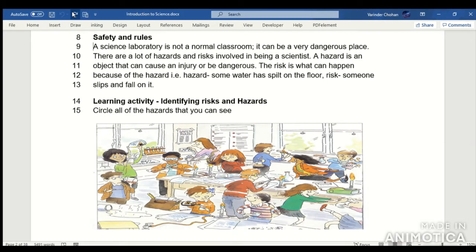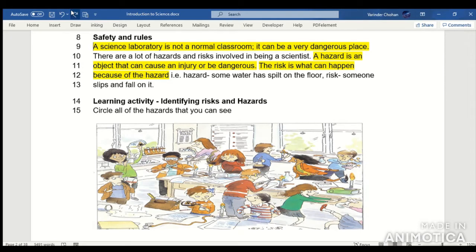A science laboratory is not a normal classroom. It can be a very dangerous place. There are a lot of hazards and risks involved in being a scientist. A hazard is an object that can cause an injury or be dangerous. The risk is what can happen because of the hazard. For example, if we spill some water on the floor, that's a hazard. The risk is somebody can slip and fall down.